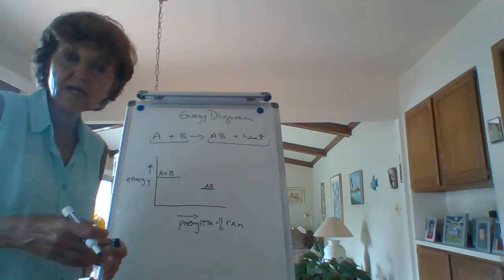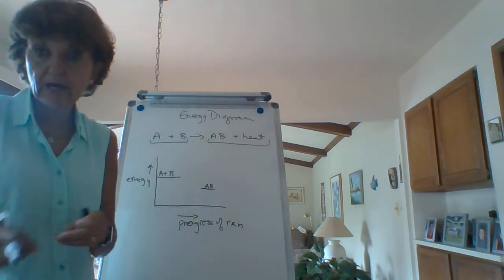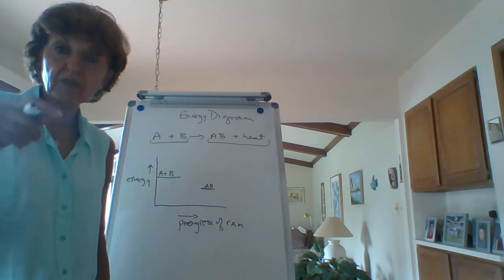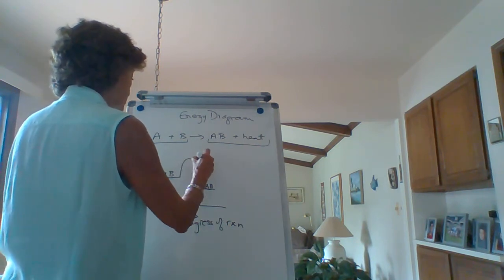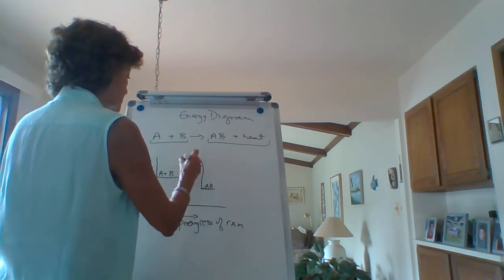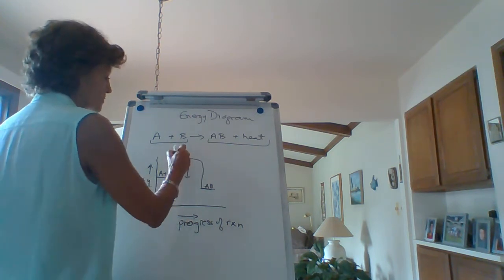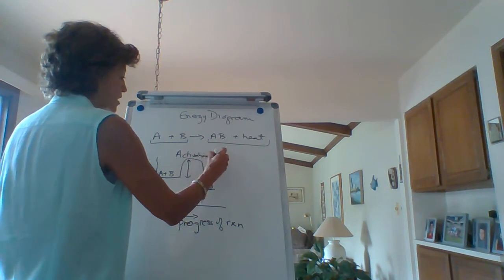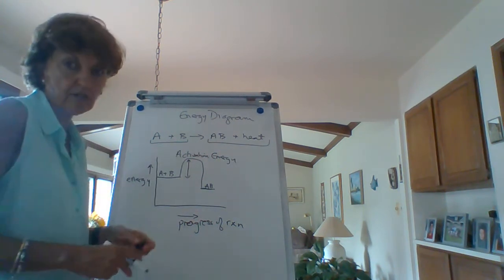But remember how I said that you have to have the minimum amount of energy in order for a reaction to occur? We call that activation energy. That's like a hump that the reactants have to go over. So this hump, this thing over here, that's the activation energy. So you have to climb up this hill in order to get down to the other side.